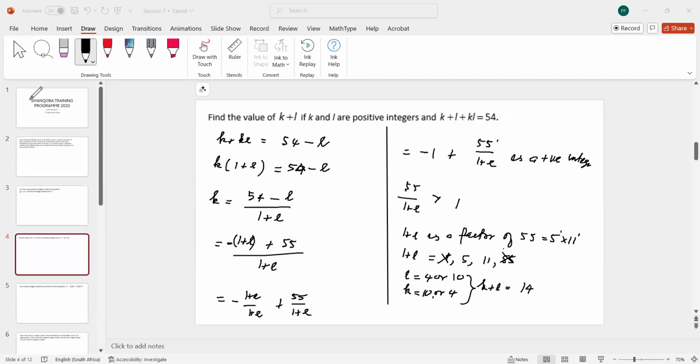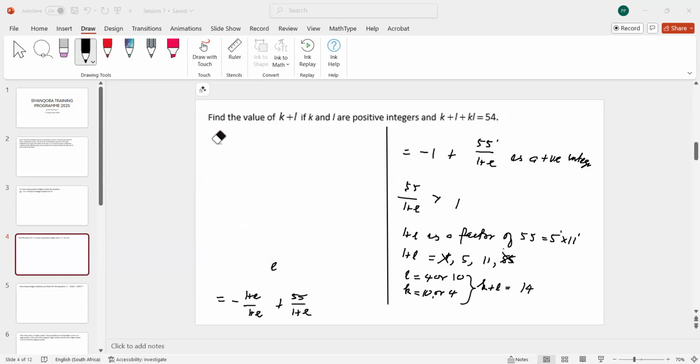I want to show you another way, a very clever way of doing this. It's a more advanced solution, but since we're doing problem solving, I'll show you a neat way of solving this problem. You don't have to do it this rather long way.